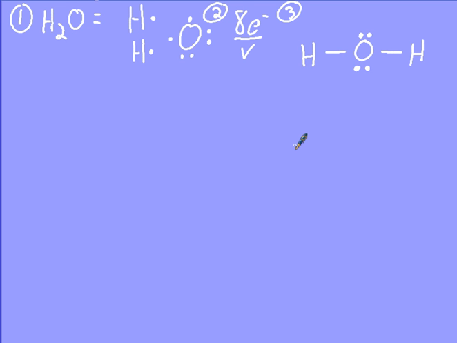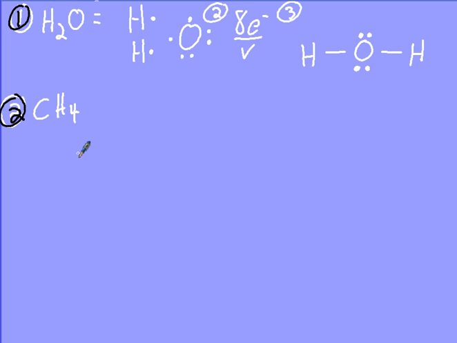So let's try real quick, we'll try something simple like methane. I'm sorry, I'm doing the numbering weird. Fix that. 1 and then 2. So methane. Methane is just CH3, or excuse me, CH4.